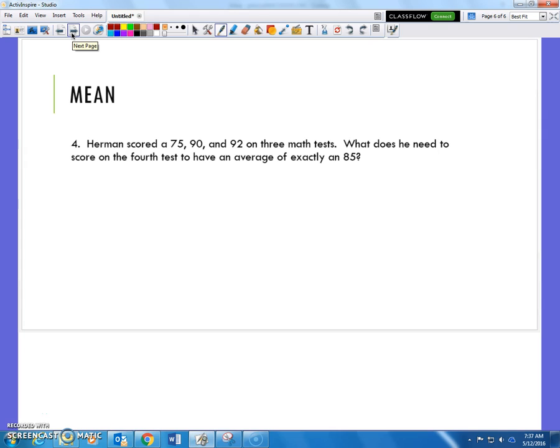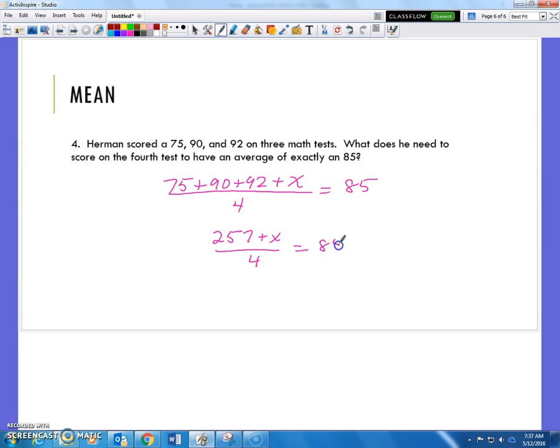Finally, Herman scored 75, 90, and 92 on 3 math tests. What does he need to score on the 4th test to have an average of exactly 85? So again, right now he currently has 3 tests and 1 that we don't know what he got. But we want the average to equal 85. So let's do some simplifying again. 257 plus x all divided by 4 equals 85.